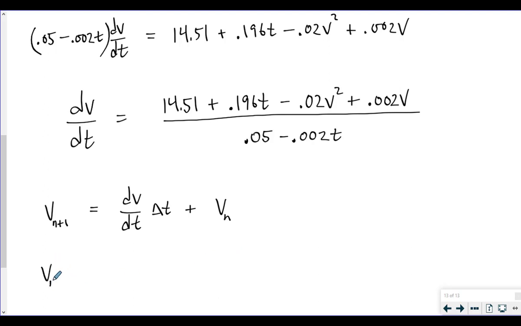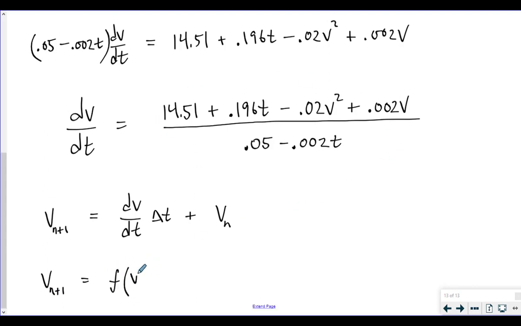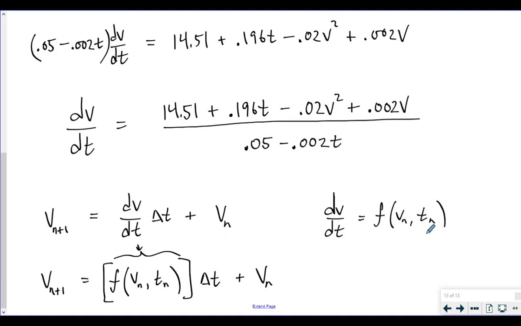So we could say that the next value for the velocity is this function. So what the velocity was before, what the time was before, all that multiplied by some increment of time added to whatever the previous velocity was. So this is what you get from the differential equation, the dv dt. So I thought what we could do is to figure out what would be the velocity after about 1 second.